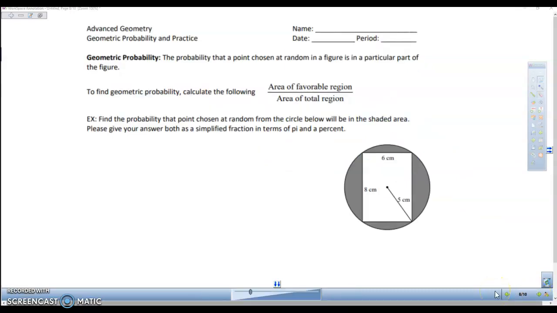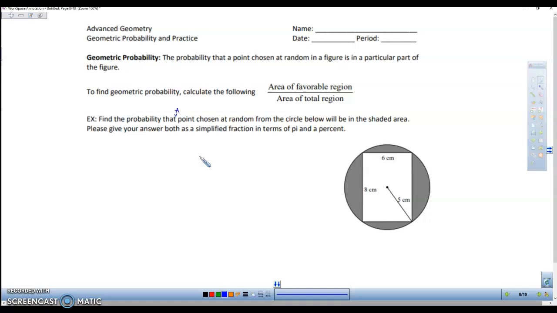Let's take a look at an example here. In this example, we have: find the probability that a point chosen at random from the circle below will be in the shaded area. Give your answer both as a simplified fraction in terms of pi and a percent.